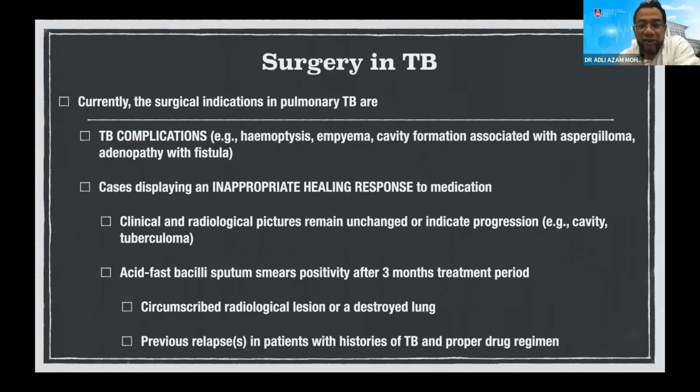Currently, the surgical indications in pulmonary TB: the first one is TB complication, for example hemoptysis, empyema, cavity formation associated with aspergilloma, adenopathy with fistula, and cases that display an inappropriate healing response to medication. For example, clinical and radiological pictures which remain unchanged or indicate progression, as in cavity and tuberculoma, or a condition where acid-fast bacilli sputum smears remain positive even after a 3-month treatment period. We can also see a circumscribed radiological lesion when you assess the patient, and also previous relapse in a patient with a history of TB and a proper drug regimen.